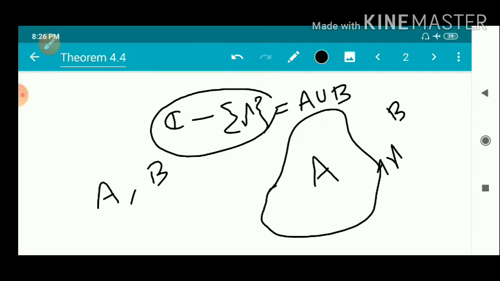That is, the complement of gamma can be expressed as the union of two regions. Here it is A and B, and these A and B are called the components of the complement of gamma, and also known as the regions determined by gamma.